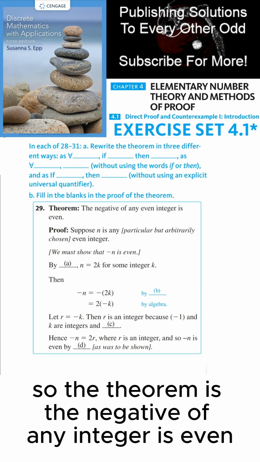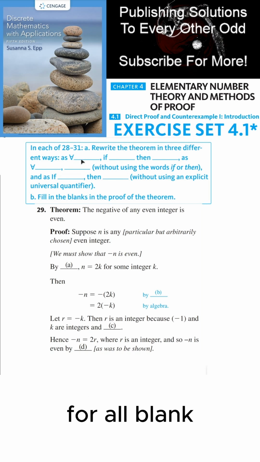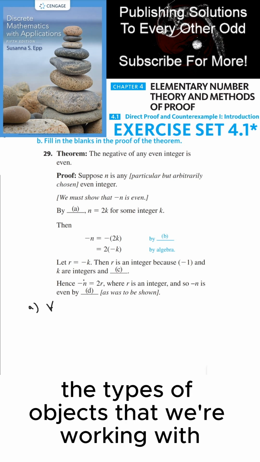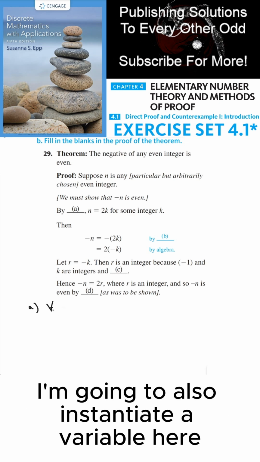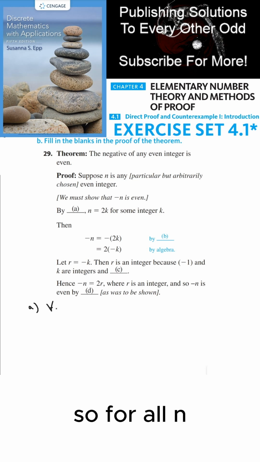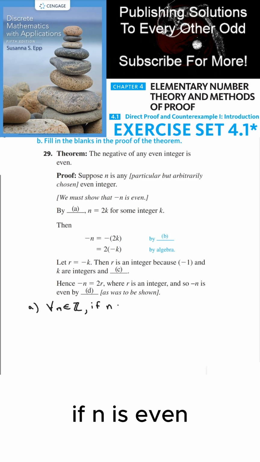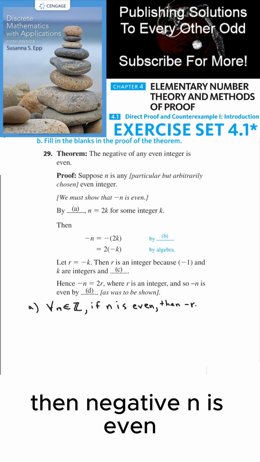So the theorem is the negative of any even integer is even. So we'll start with the first part. For all blank, if blank, then blank. So the for all part is going to represent the types of objects that we're working with. I'm going to also instantiate a variable here. So for all n, where n is an integer, if n is even, then negative n is even.